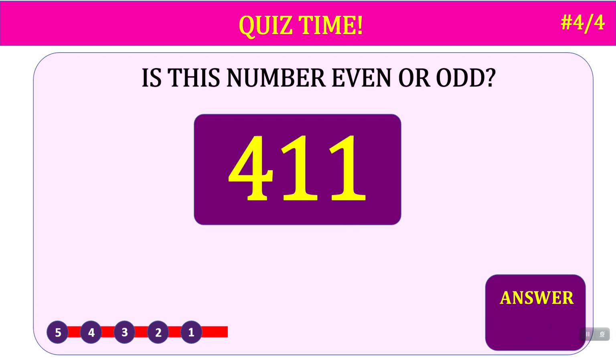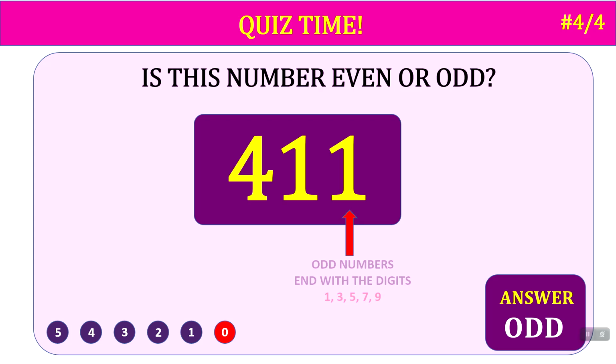Number 4. 411. An even bigger number, and even though it begins with the digit 4, we always look at the last digit. In this case, it's a 1, and odd numbers end with the digits 1, 3, 5, 7, 9, so 411 is odd.